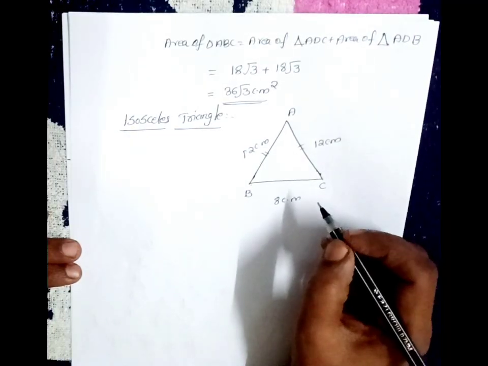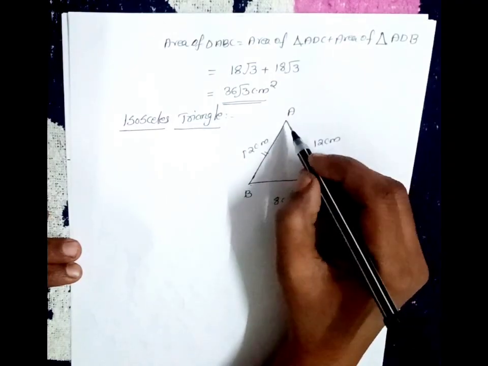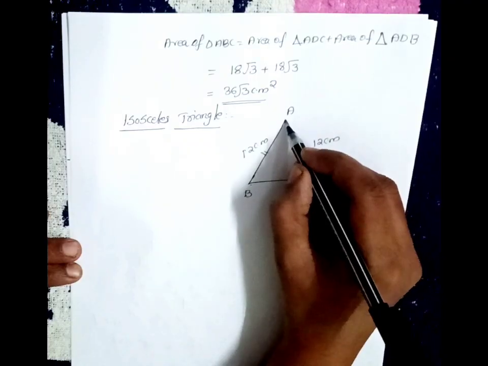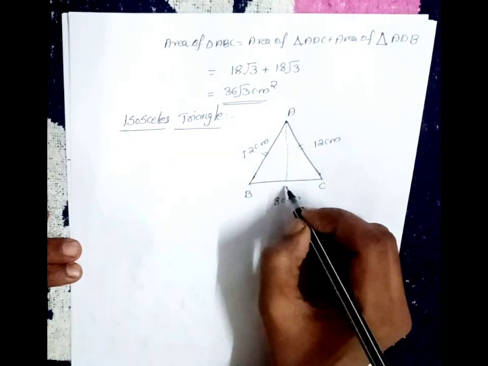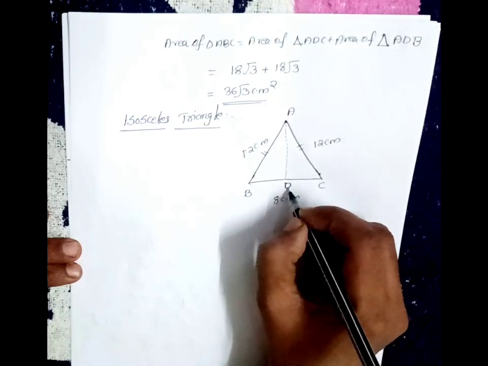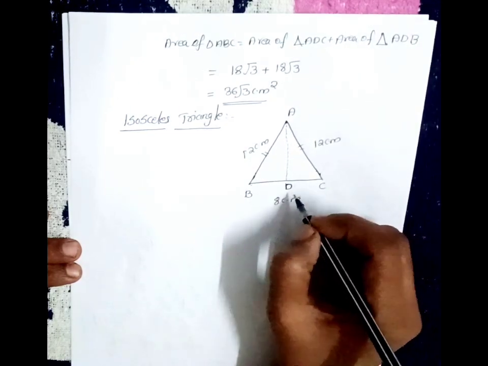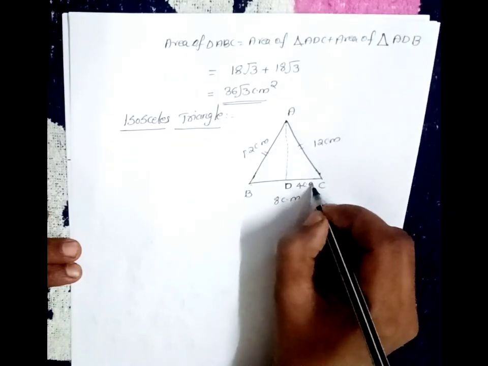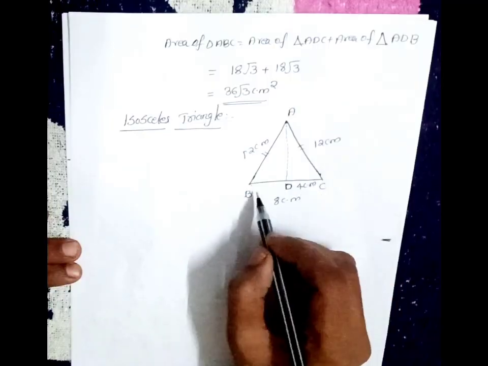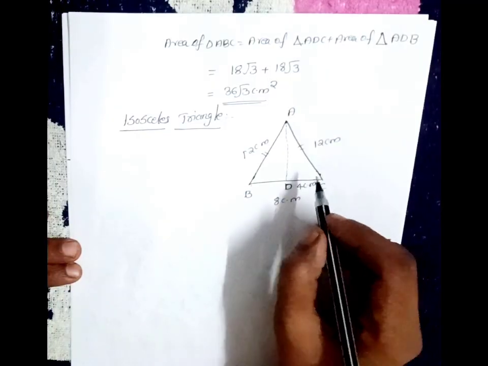How can we find out the area of this isosceles triangle? First, we can draw a perpendicular from the base, from the vertex A meeting the base at the point D. That is, draw a perpendicular to the midpoint of base BC. Here, total length of BC is 8 centimeter. Therefore, DC is 4 centimeter because we draw the perpendicular from the midpoint of BC. Therefore, DC is equal to 4 centimeter.